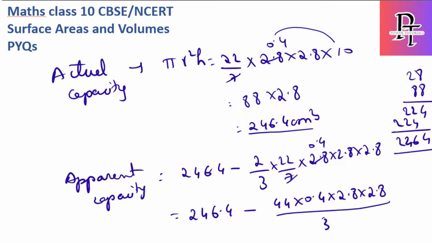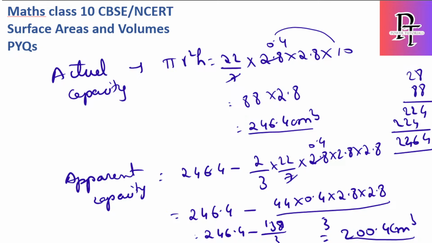I think from here you can solve it. Just find this value. I am directly using the calculator to give the value, but in the exam make sure to do it by hand. 44 into 0.4 into 2.8 into 2.8, I'm getting this value as almost 138 by 3, which is 46. So 246.4 minus 46 gives the final answer of around 200.4 centimeter cube. So you can see that around 46 has been removed.